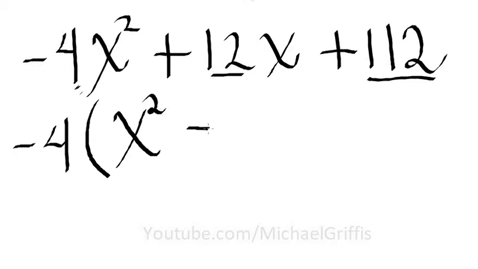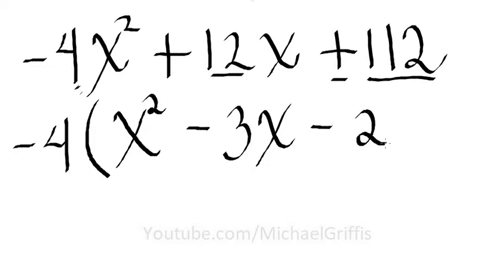So let's do that. We're going to pull this negative 4 out and rewrite. So that's going to leave that coefficient of x squared with just a 1, because that's what our goal was. And of course it'll make this next sign a negative. And 4 goes into 12 3 times. And 4 goes into 112 28 times. And of course this sign here is going to change also. That'll become a minus sign there. Okay, so that looks a little bit cleaner and a whole lot easier to deal with.